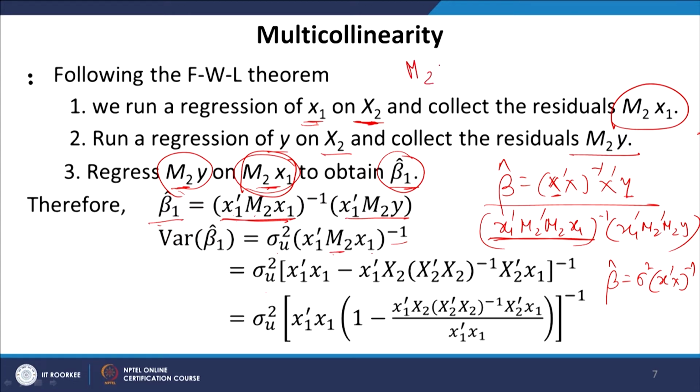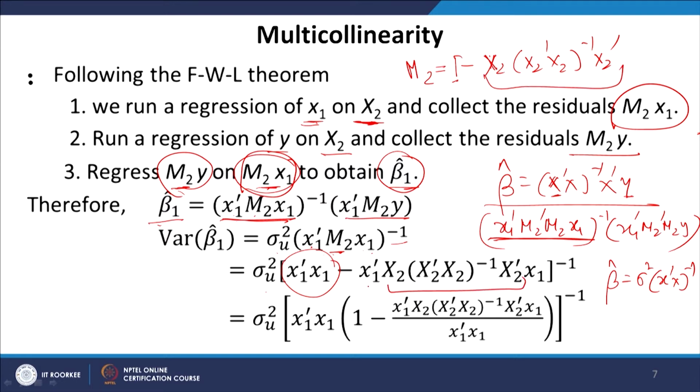Now, after that I replace the value of M2. For your convenience, I write the expression of M2 here: M2 is I minus x2 x2 prime x2 inverse x2 prime. When I replace the value of M2 here, I have x1 prime multiplied by I multiplied by x1, so x1 prime x1, and then this expression comes in between x1 prime and x1, whole inverse. Taking x1 prime x1 common, I have 1 minus the whole expression here divided by x1 prime x1.